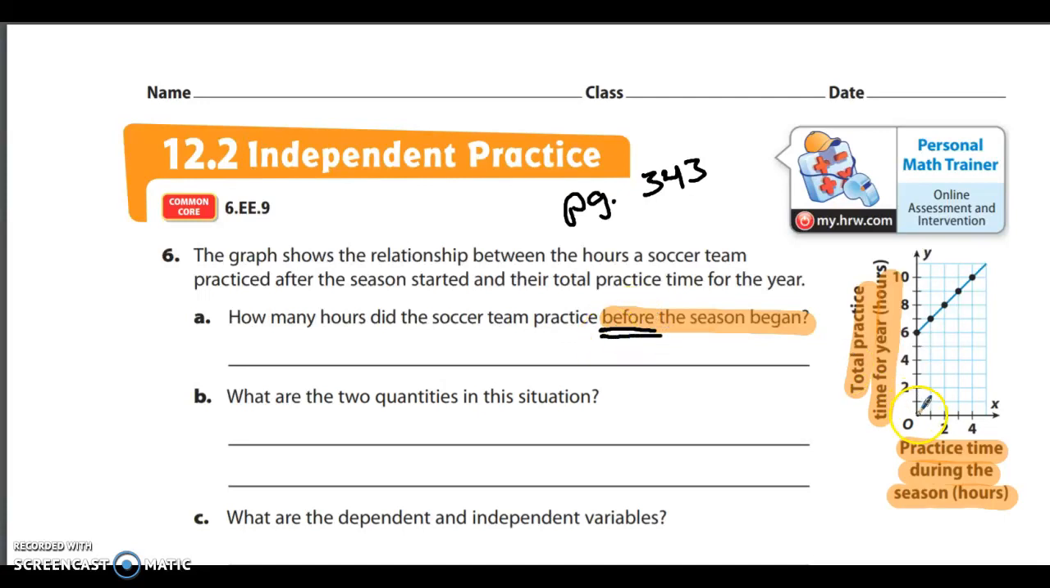So let's go up on the y-axis and see what it's at. It's at 6. So what I can do is interpret that this right here, 6, means 6 hours before the season started.